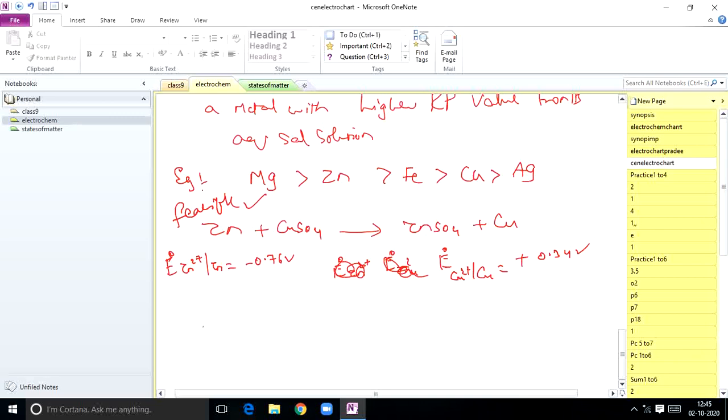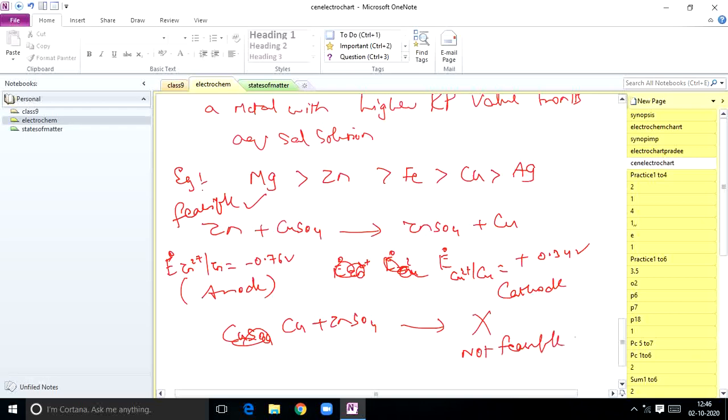Generally, the one with more reduction potential value acts as the cathode, and the one with low reduction potential value acts as the anode. Zinc acts as the anode and copper acts as the cathode here. So the conclusion is, suppose you reverse it, copper plus zinc sulfate solution, this reaction is not feasible. It will not occur.